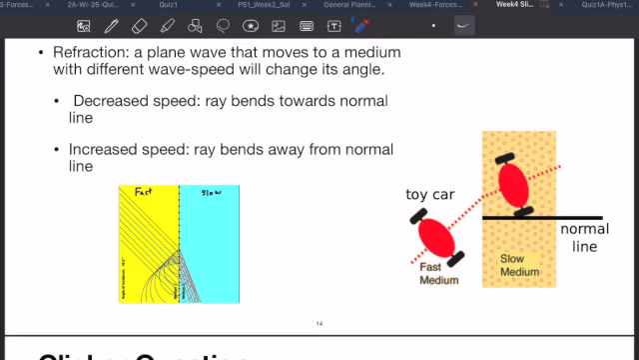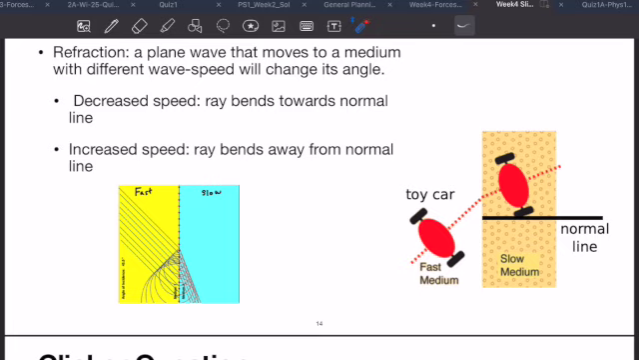car slows down. If the car is coming in at an angle where this wheel catches first compared to this wheel, notice that this car is going to turn towards the normal line because the outer wheel, which is on the plain floor or the tile floor, is going to travel faster than the wheel that's now on the rug. So when you're going into a slower medium, you can see how this toy car would turn towards the normal line. That's pretty much an easy analogy to think about wave propagation.